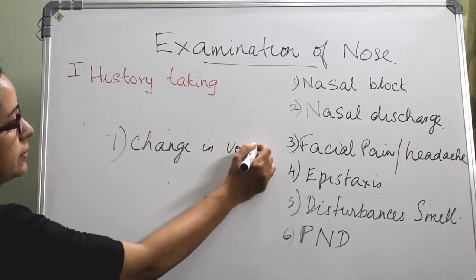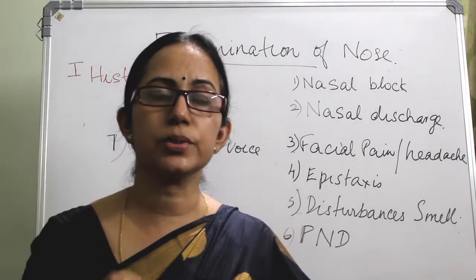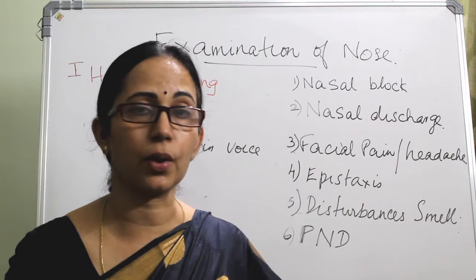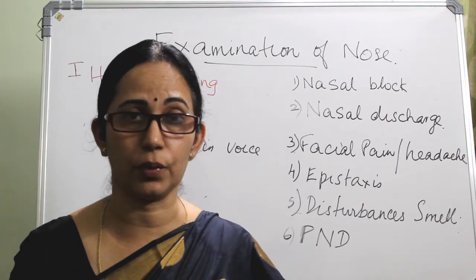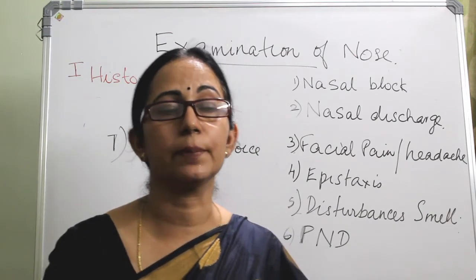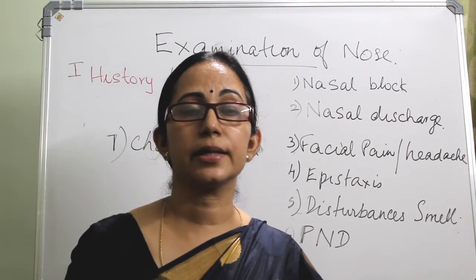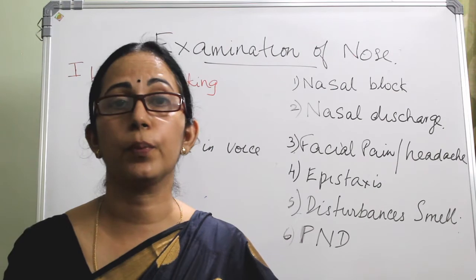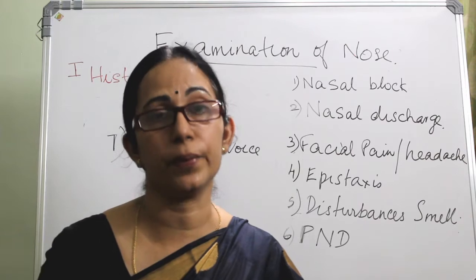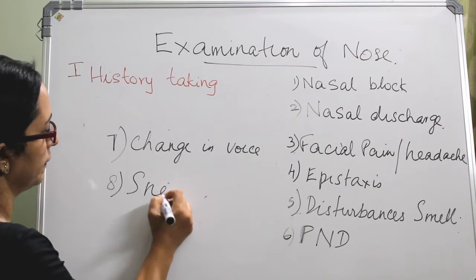Okay. And the next complaint, the seventh complaint, is change in voice. Actually, the nose and paranasal sinus will give the timbre or the quality to the voice. If there is any nasal block, there will be a nasal twang to the voice. And if there is a mass filling the nasopharynx, you will get the typical rhinolalia clausa or the closed voice. And in case of cleft lip or post-adenoidectomy patient, you will get the rhinolalia aperta or the open voice. Okay, that is important. And another common complaint is sneezing, right?